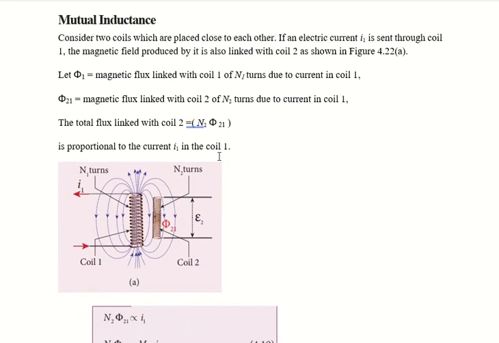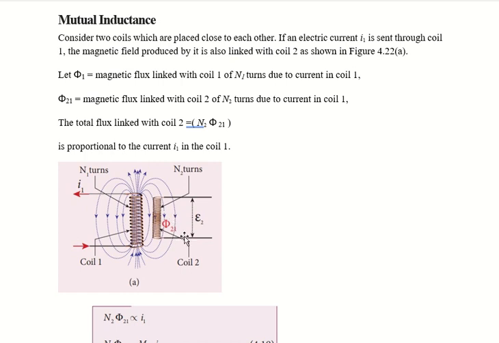Next we can see what is this M. So consider the setup. Consider two coils which are placed close to each other. So coil 1 having N1 turns, coil 2 having N2 turns. If an electric current I1 is sent through coil 1, so you are passing a current I1 to the coil 1. Let phi1 be the magnetic flux linking with the coil 1. So when there is a change in current, a flux phi1 will be linking with the first coil. Let phi21 be the magnetic flux linked with the coil 2 due to current in coil 1. So due to this flux phi1 or due to current I1, there will be a flux linkage in secondary coil also. Let it be phi21.